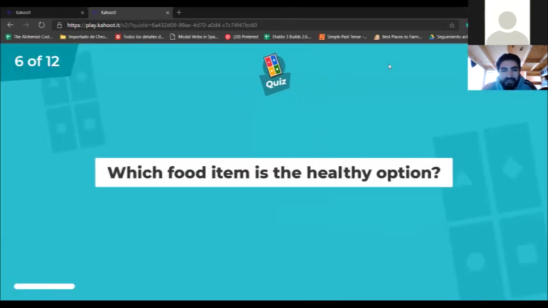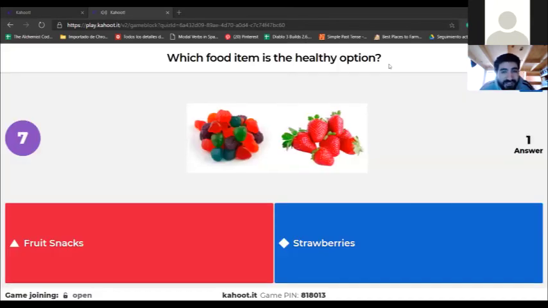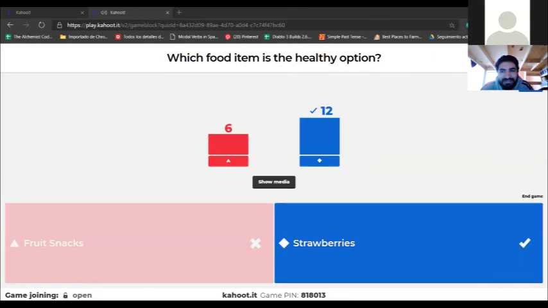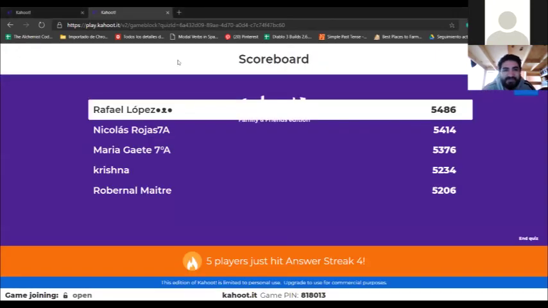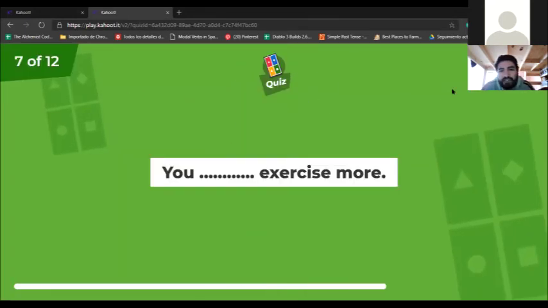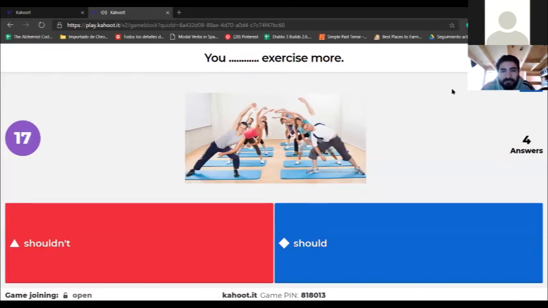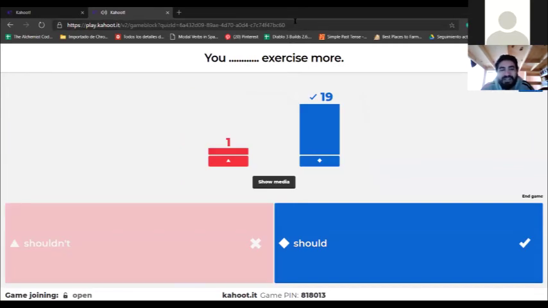The next one. We are halfway. Which food item is the healthy option? Fruit snacks or strawberries? Strawberries, okay? The fruit snacks are gomitas, okay? That's a fruit snack. Excellent. So let's continue. You should or shouldn't exercise more? Excellent, you should, ok. Yo sé que los que tienen los porcentajes más bajos quizás se equivocan en apretar por apurarse. Maybe, but yes, it was you should, ok.